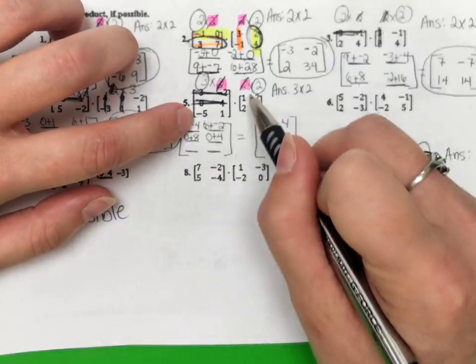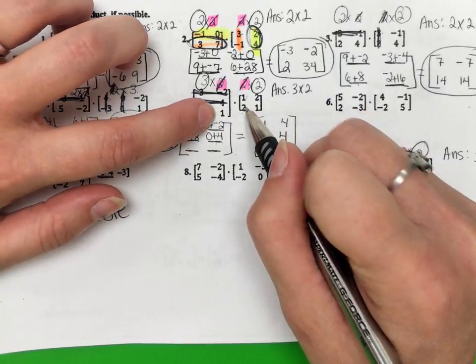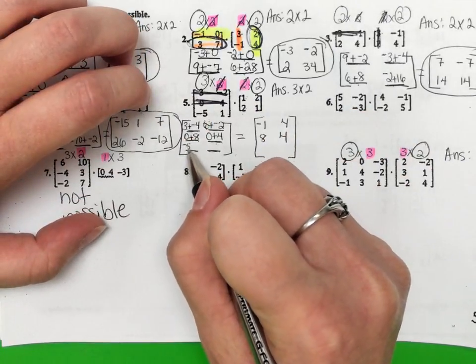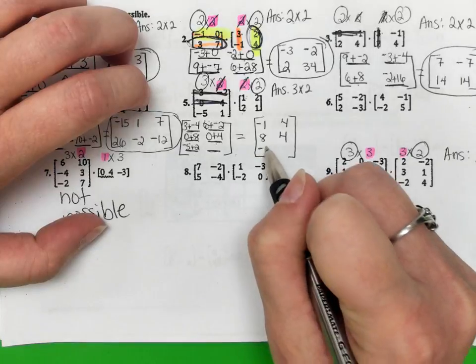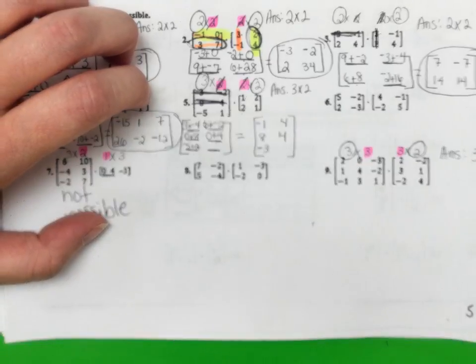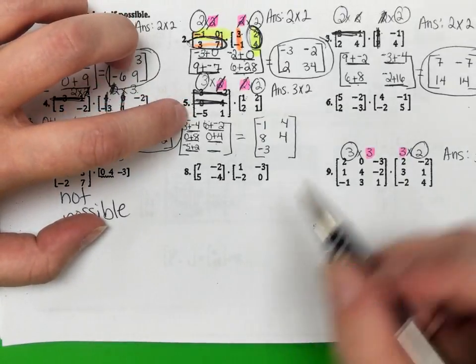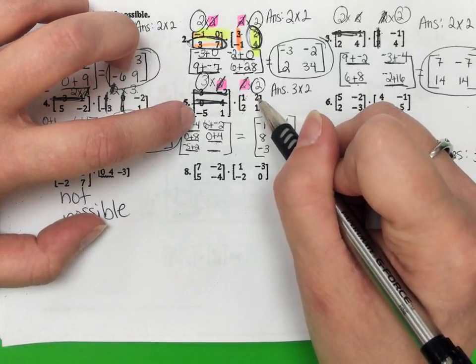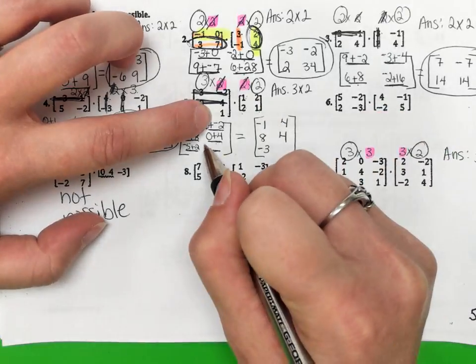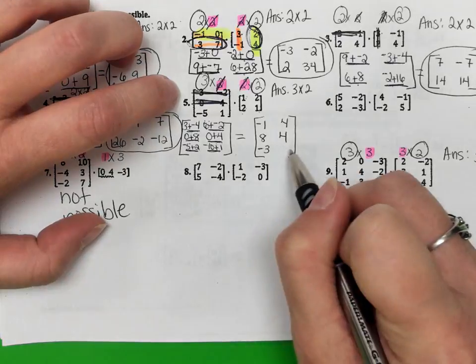Let's see, first row. So negative 5 plus 2, and that is negative 3. And we're going to do the last column now. Negative 10 plus 1. That's negative 9.